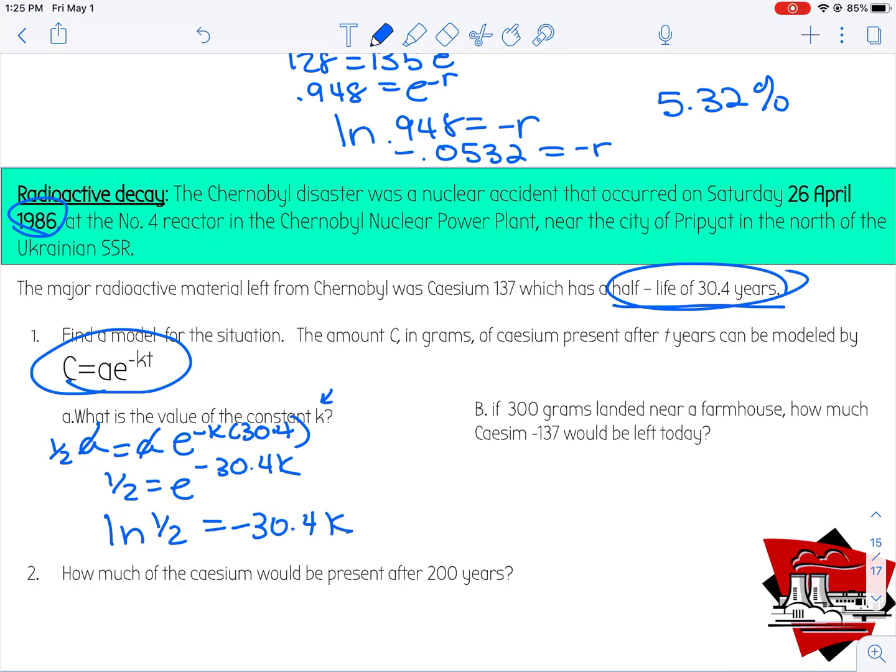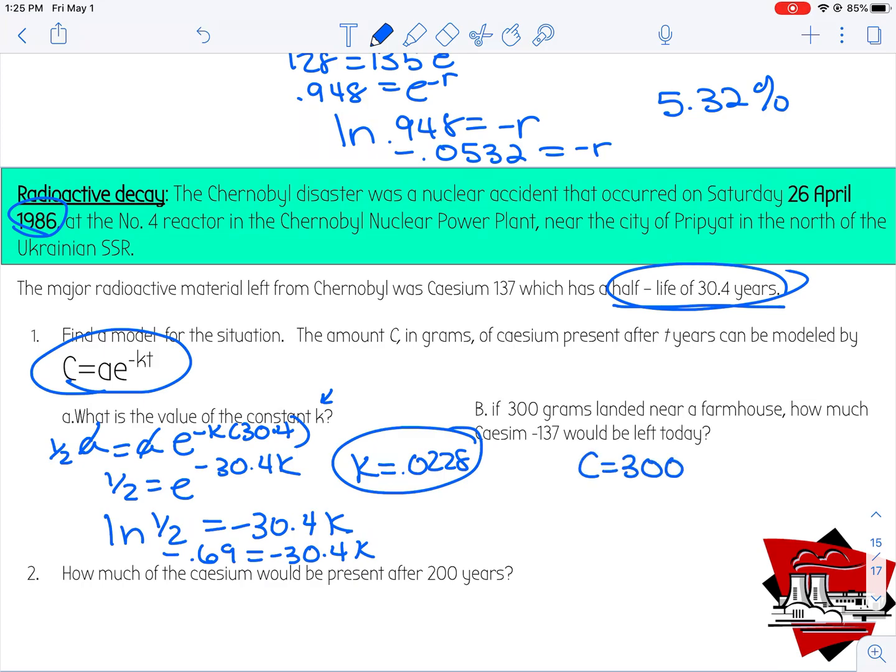The opposite of an E is ln. And then I could type that in the calculator. I'm going to get about negative 0.69. And if we divide that over, K is about 0.0228. Once you get your constant, you can actually use it.